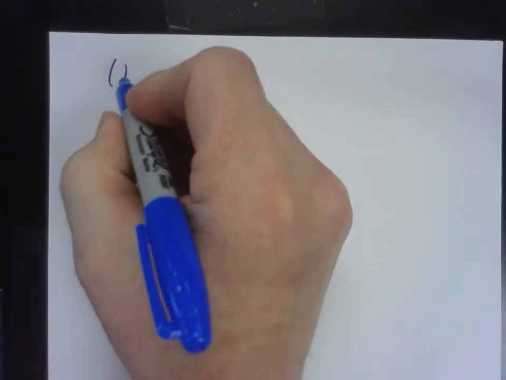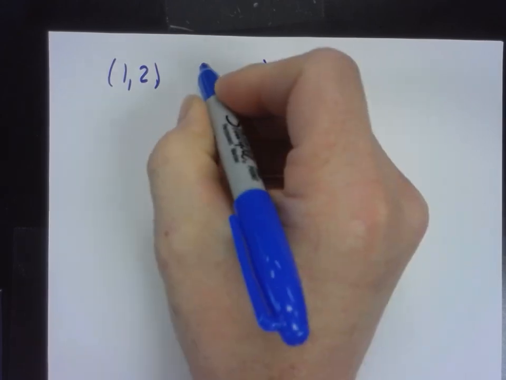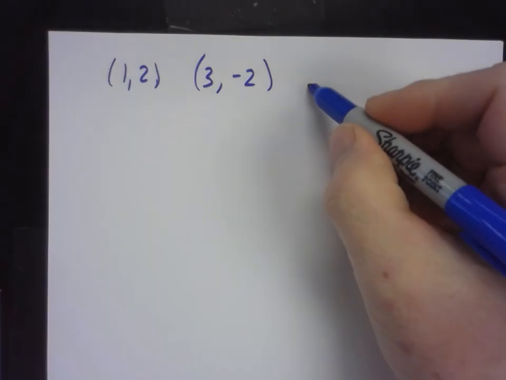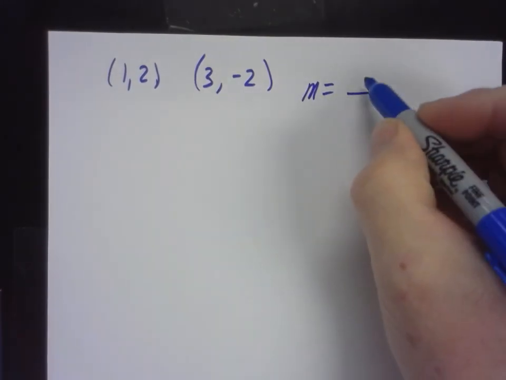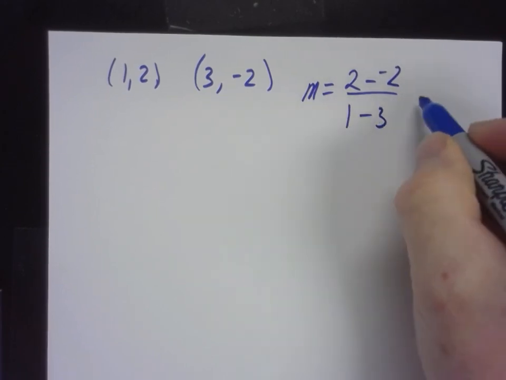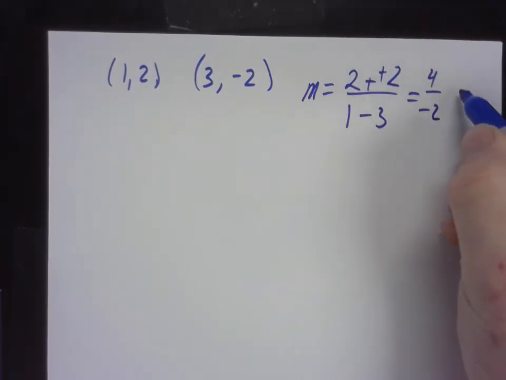There's an example 2 right there at the top of the page. There's a graph, right? Got a couple of points on it. Now, I'll write down the 2 points. 1, 2, and then 3, -2. Okay? I can do the slope formula. So 2 subtract -2 and 1 subtract 3. That's positive 4 over -2, which is -2.